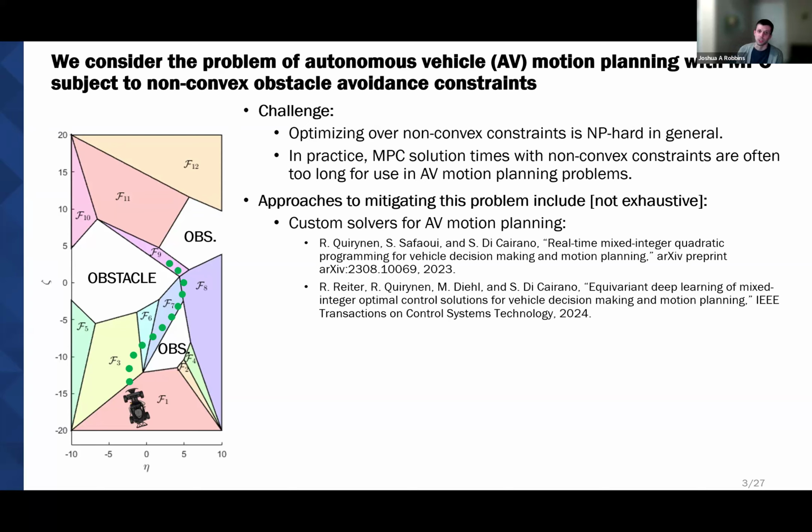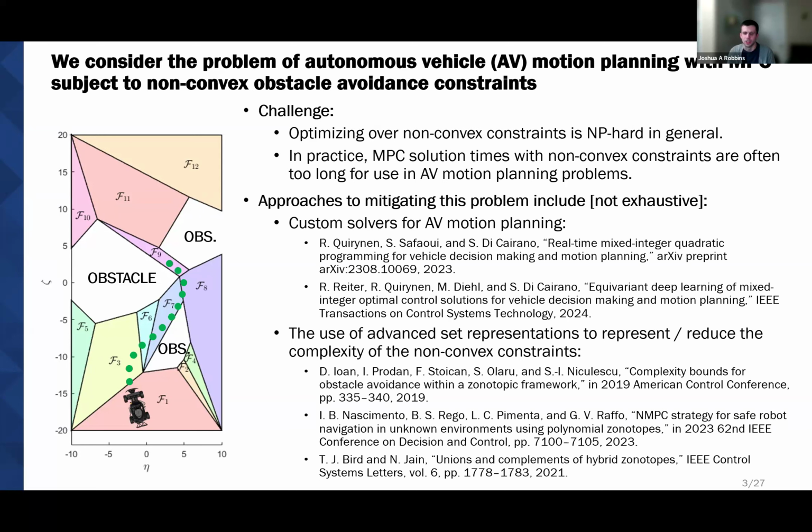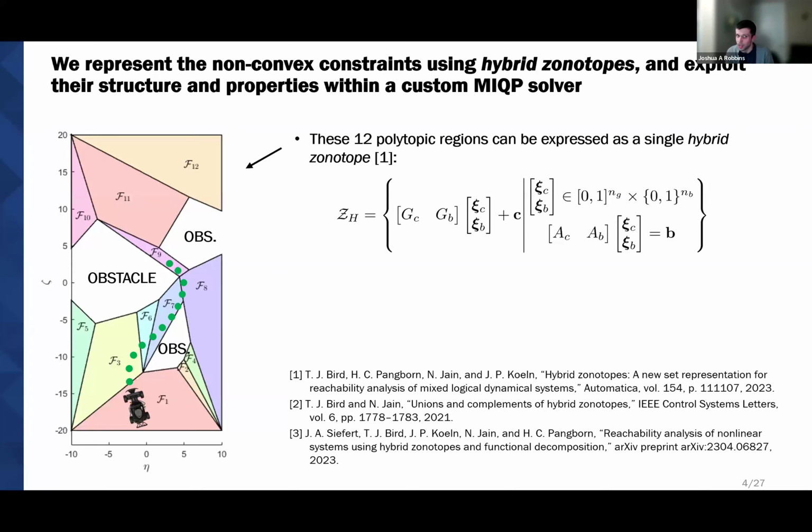So approaches to mitigating this problem include, and this is not an exhaustive list, custom solvers for autonomous vehicle motion planning, and the use of advanced set representations, namely zonotopes and their extensions, to represent or reduce the complexity of the non-convex constraints. So we take a sort of hybrid of these two approaches. We represent the non-convex constraints using hybrid zonotopes, which are an advanced set representation, and exploit the particular structure and properties of these hybrid zonotope constraints within a custom MIQP solver tailored to autonomous vehicle motion planning problems.